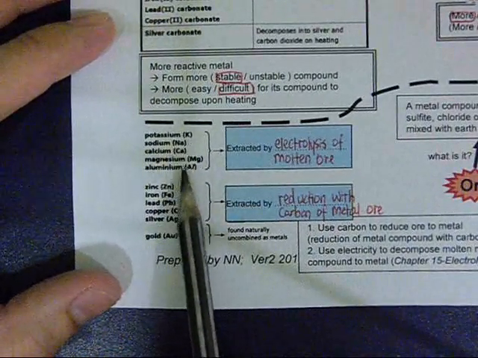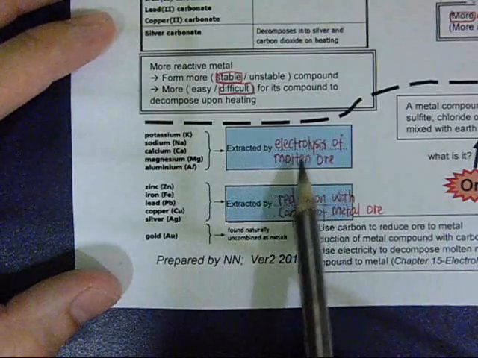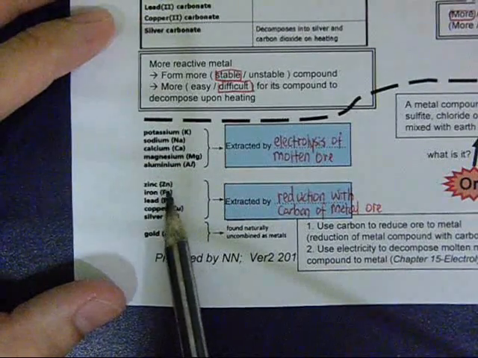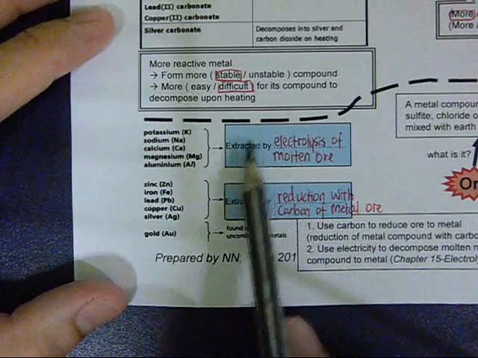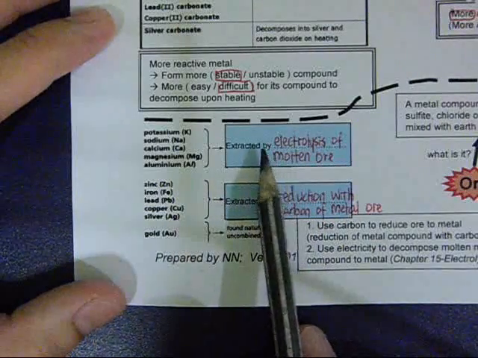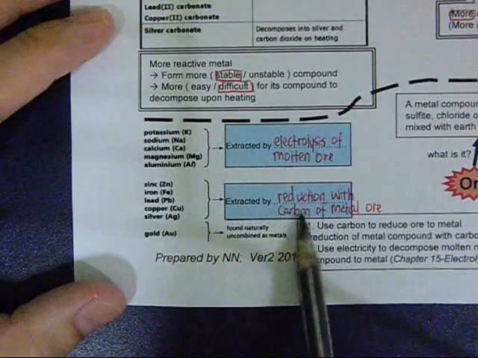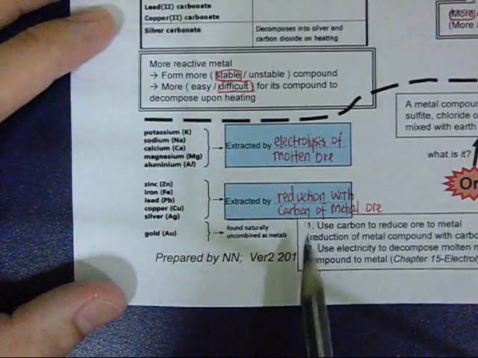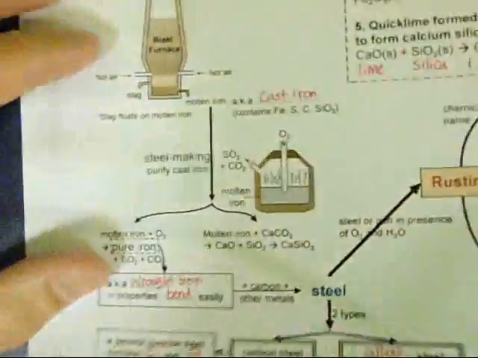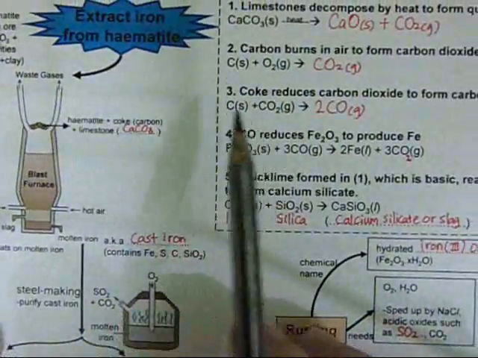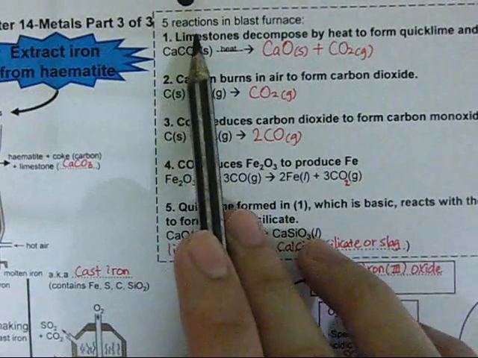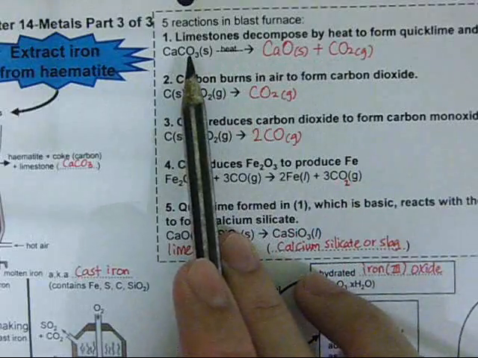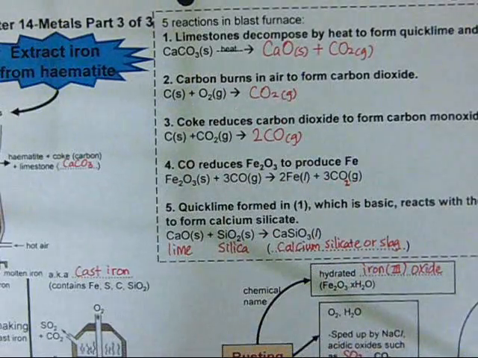So the first 5 elements can be extracted by electrolysis of molten ore, and the subsequent elements by reduction with carbon of metal ore. You need to know which are the elements that can be extracted by electrolysis, and which are the elements that can be extracted by burning it with carbon. Extract iron from hematite. These 5 reactions you must know, the explanation as well as the chemical reactions. All 5.